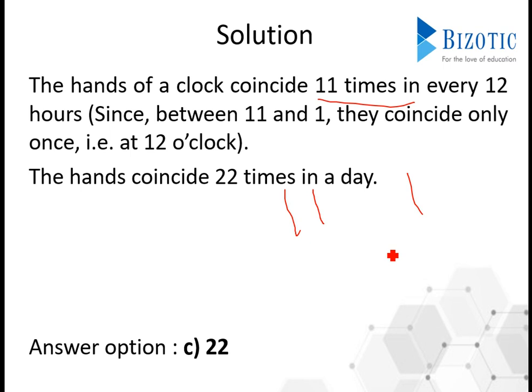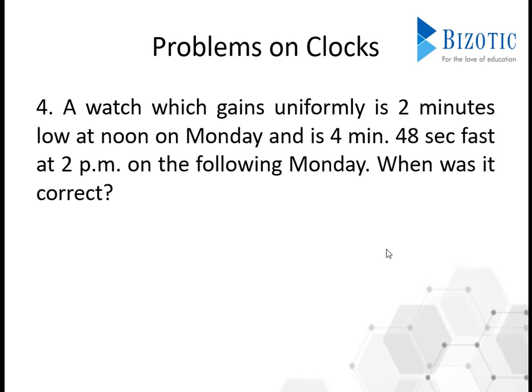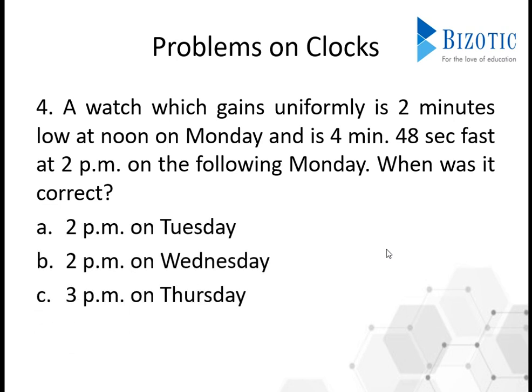And now let's move on to question number 4. A watch which gains uniformly is 2 minutes slow at noon on Monday and is 4 minutes 48 seconds fast at 2 p.m. on the following Monday. When was it correct? Before solving this, I'll just give you a casual example.